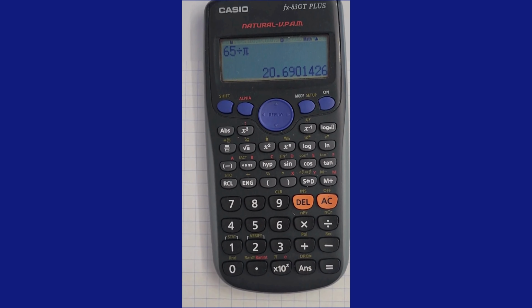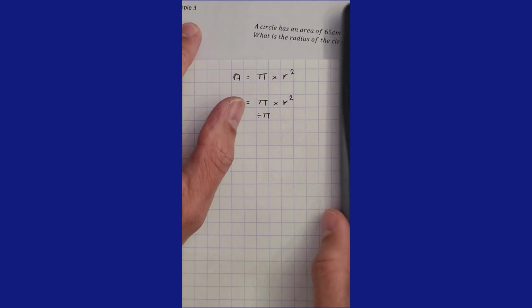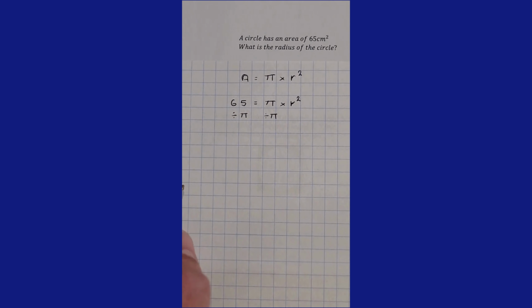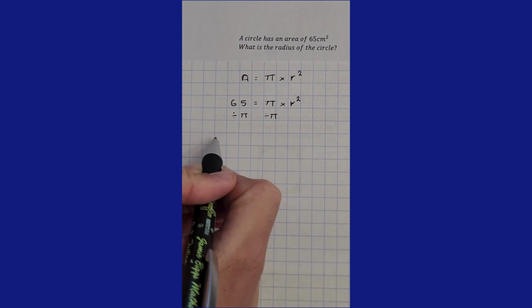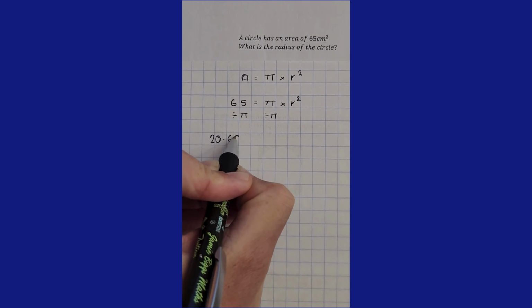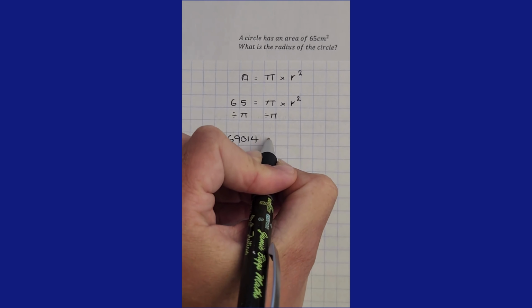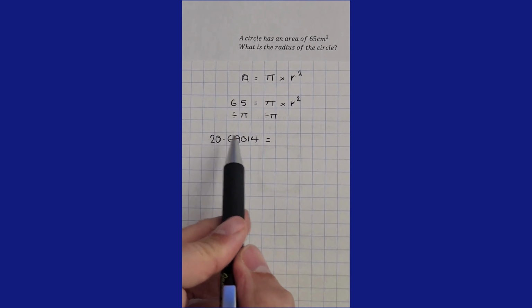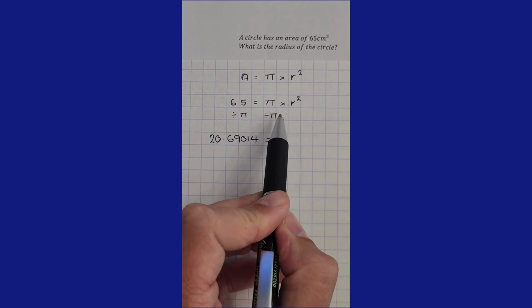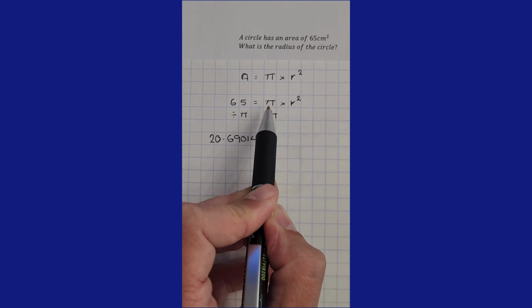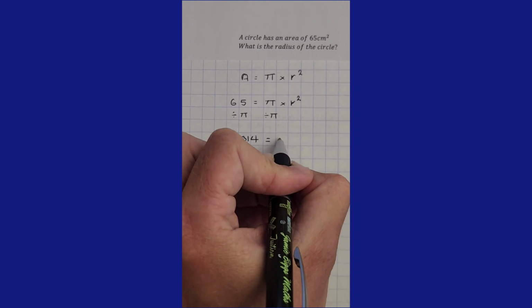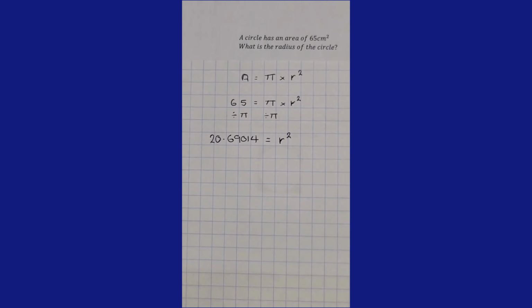Now, for this, don't do any rounding just yet, because we haven't got to our answer. This is just the first step of the working. So what I would advise for these questions is, having done 65 divided by pi on my calculator, I got an answer of 20.69014, and that equals. I haven't done any rounding here just yet. I've divided, because the inverse of multiplying by pi is divide. So that's left me with the radius squared.